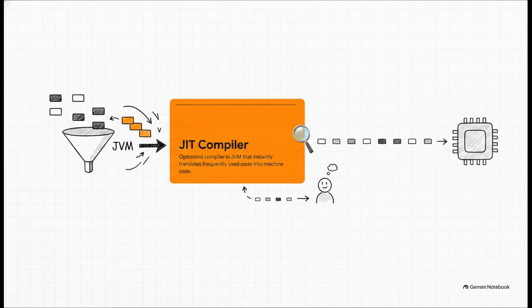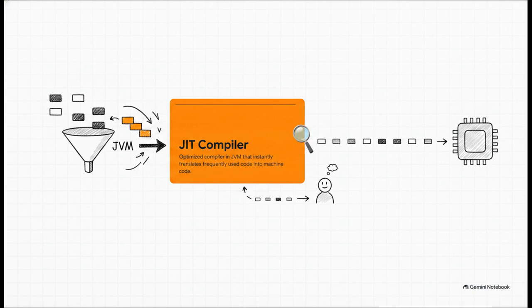Modern Java introduced the JIT, or just-in-time compiler, right alongside the interpreter inside the JVM. And the JVM is incredibly smart. It actually watches your bytecode as it runs. When it spots a chunk of code being executed over and over again, really heavy, frequent operations, it hands it straight over to the JIT compiler. The JIT then instantly compiles that entire chunk directly into machine code for a massive lightning-fast speed boost.